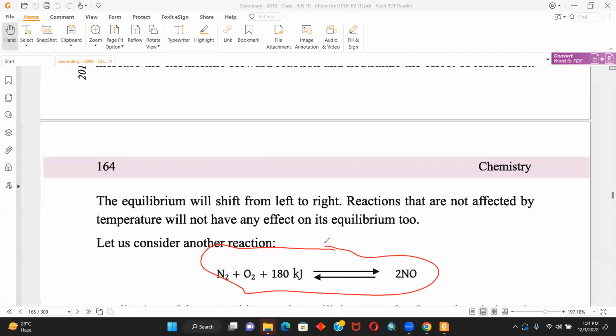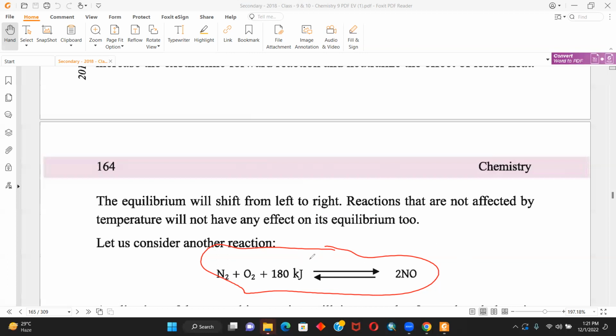Okay. When it goes forward, it is absorbing heat. Okay, why do you think so? I'm not saying you're wrong, because I'm explanation to that. Okay.